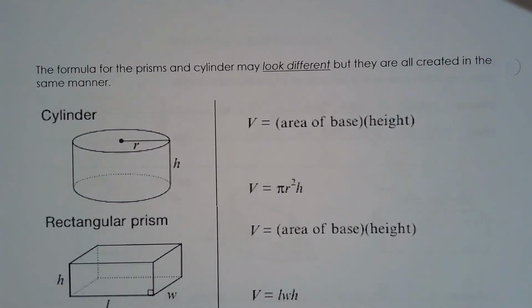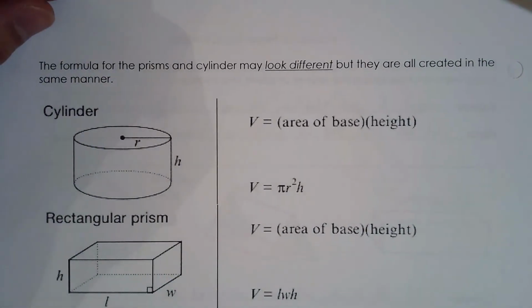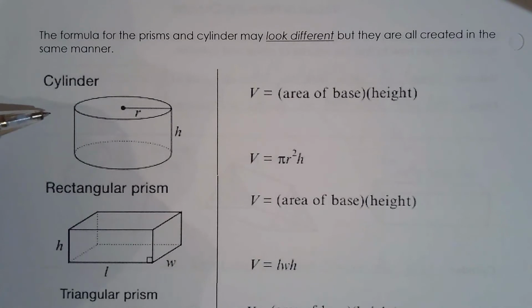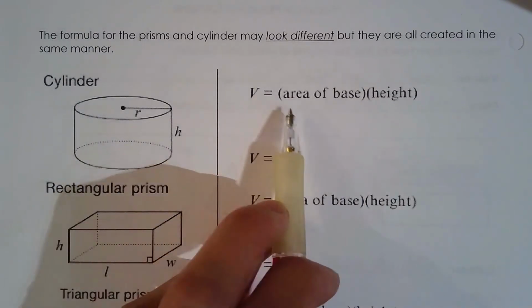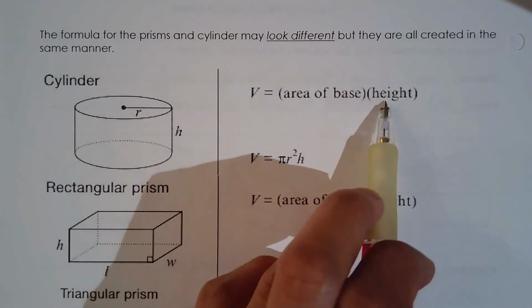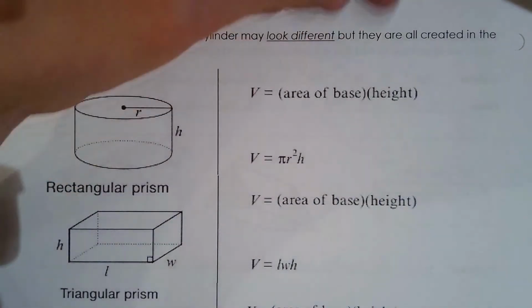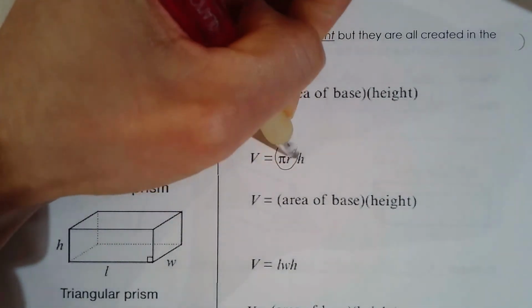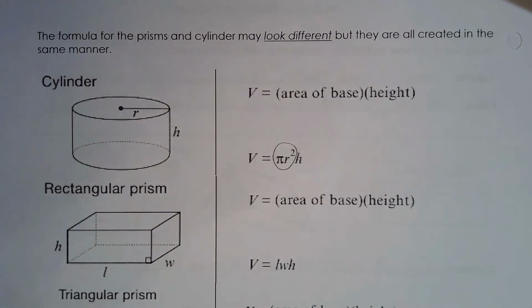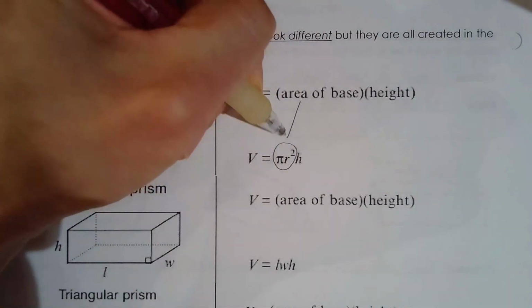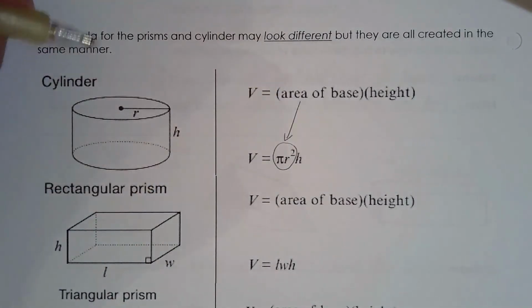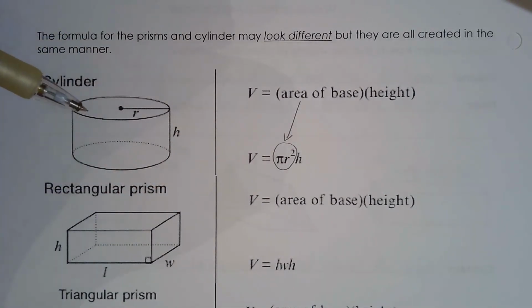Okay, so on the back side, I showed you a diagram here. So we have a cylinder. Volume is equal to the area of the base times the height. So what's the base? It's a circle. So what's the area of the circle? Pi r squared. So that's why the volume of a cylinder is pi r squared times height, times h.